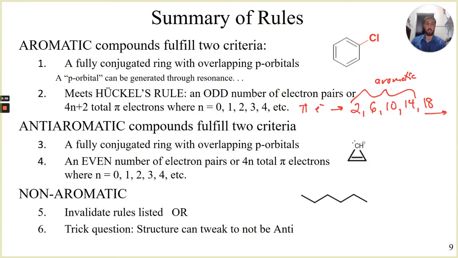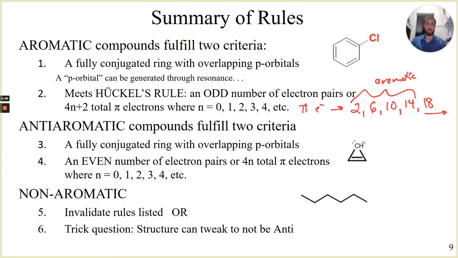How did that apply? Well, to get 2 electrons, 4n plus 2, what was n? N was equal to 0. So 4 times 0 plus 2 is 2. Okay. What if n was 1? 4 times 1 plus 2 is 6. Okay, so that's where the n is coming from. It's just how you would solve this formula.